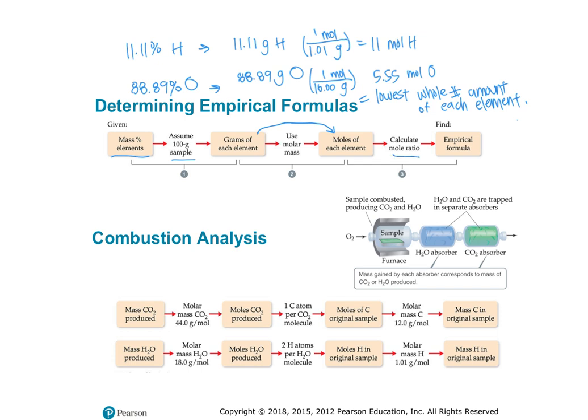And now, the next step, now that we have the moles of each, is we find the ratio. So what you want to do here is divide by the smallest number. So we look at our moles, and divide by the smallest number. Looks like oxygen has 5.5 and hydrogen is 11. So we're going to divide each number by 5.5.